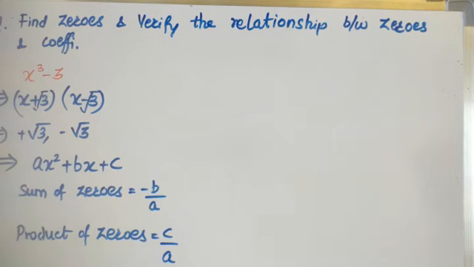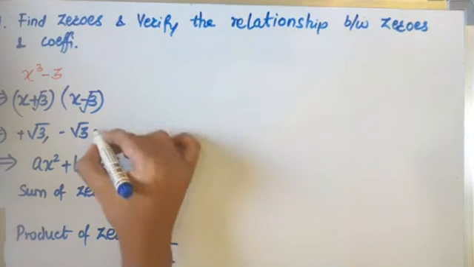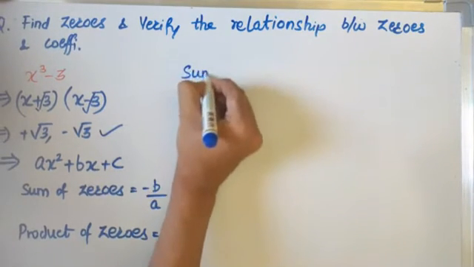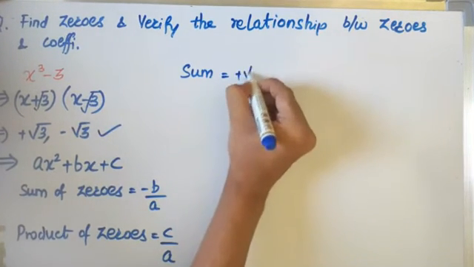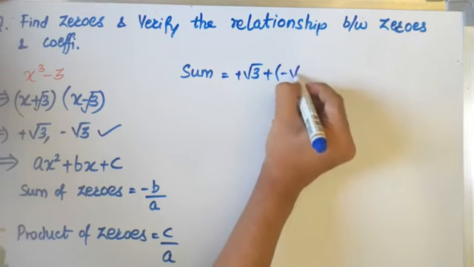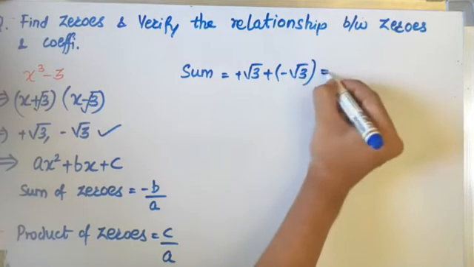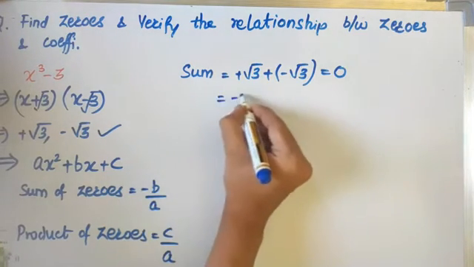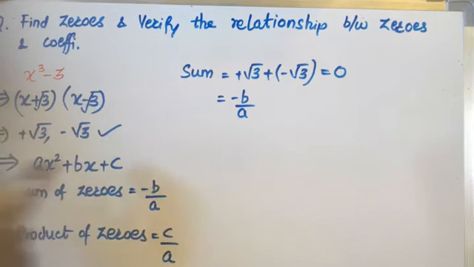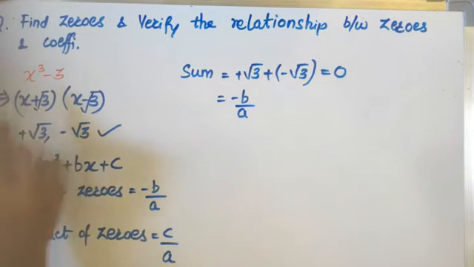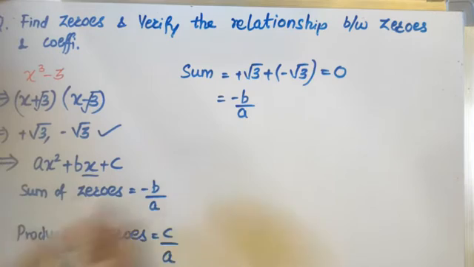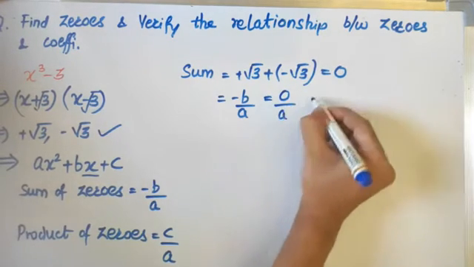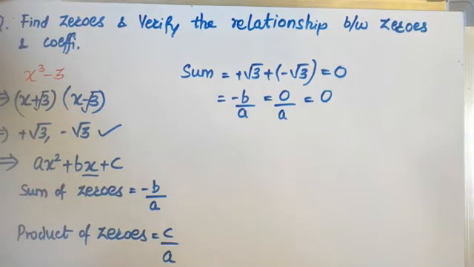To find out the zeros and relationship, in this question, these are our zeros, so sum will be plus root 3 plus minus root 3 equal to 0. By using this, sum of zeros is minus b upon a. Is there any b in this equation? No, because there is no coefficient of x. So b is 0. 0 by a will be 0.